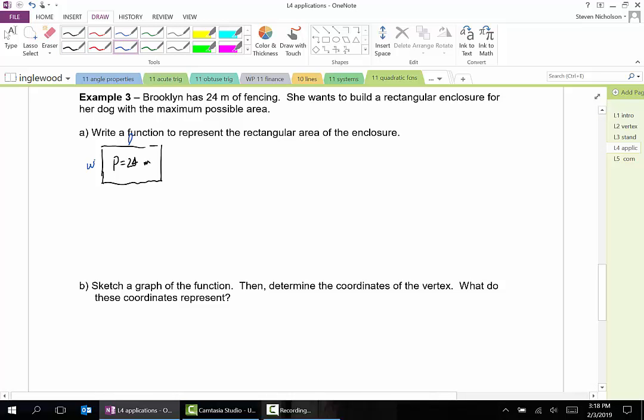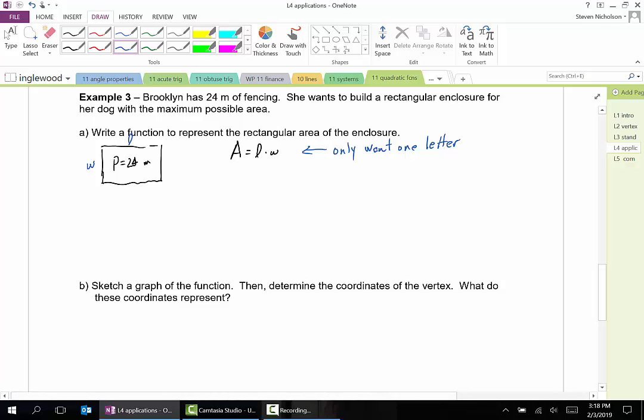And again, we want to write a function that represents the area, and she wants the biggest possible area. There's a whole bunch of different dimensions that we could have, but we want to have the biggest rectangle. So our formula for the area is really simple: L times W. But there's a problem here. There are two letters, and we only want one letter. So what we're going to have to do is get rid of one of those letters, and it doesn't matter which one it is.